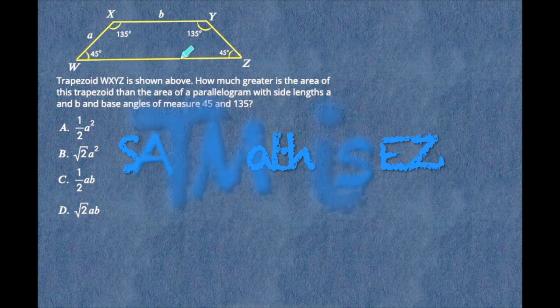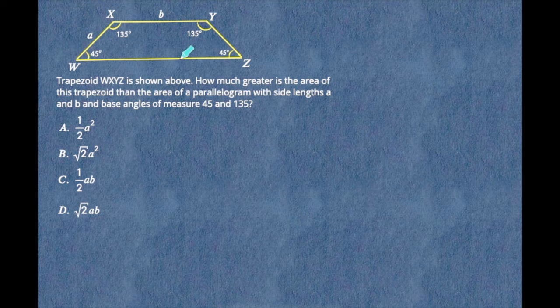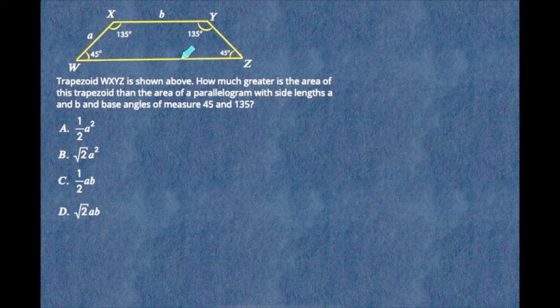Hello. In this video, we are going to solve a geometry problem. Let's read out the problem first. Trapezoid WXYZ is shown above. How much greater is the area of this trapezoid than the area of a parallelogram with side lengths A and B and base angles of measure 45 and 135 degrees.